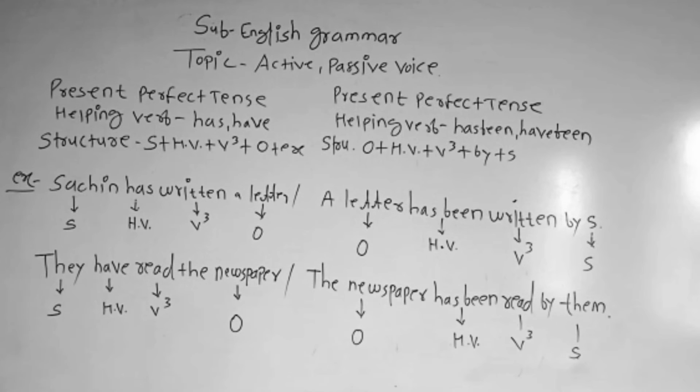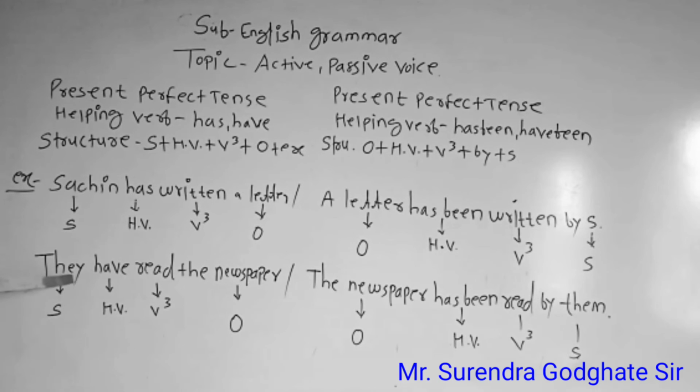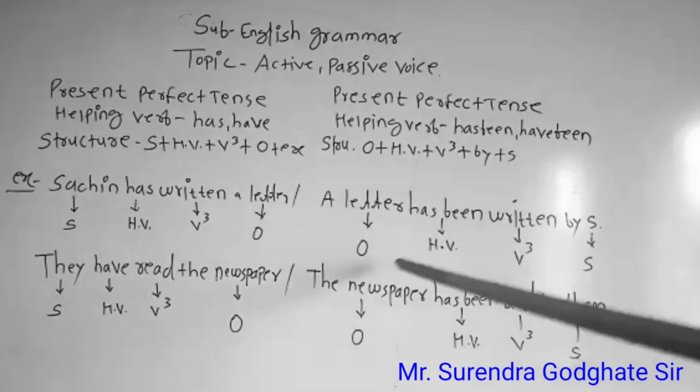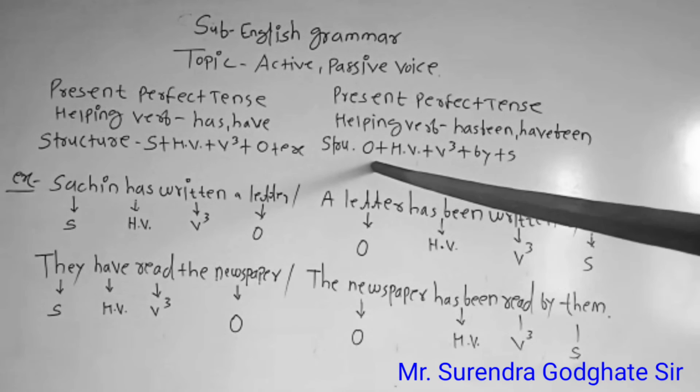So students, let us look at another sentence: they have read the newspaper. Here the subject is they, and this is plural, isn't it? So we have to apply have because they is plural. Then v3 read, and the newspaper is the object. Now we have to convert active to passive. What we need first is the object, newspaper, so we take it first while converting active to passive. The newspaper is the object according to structure.